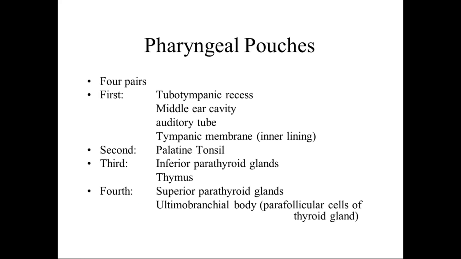So pharyngeal pouches. From the first pouch, it forms the tubotympanic recess, middle ear cavity, auditory tube, tympanic membrane. From the second, palatine tonsil. From the third, inferior parathyroid gland with the thymus. From the fourth, it will form superior parathyroid gland. And from the fifth, it will form ultimobranchial body, which leads to the formation of parafollicular cells of the thyroid gland secreting calcitonin.